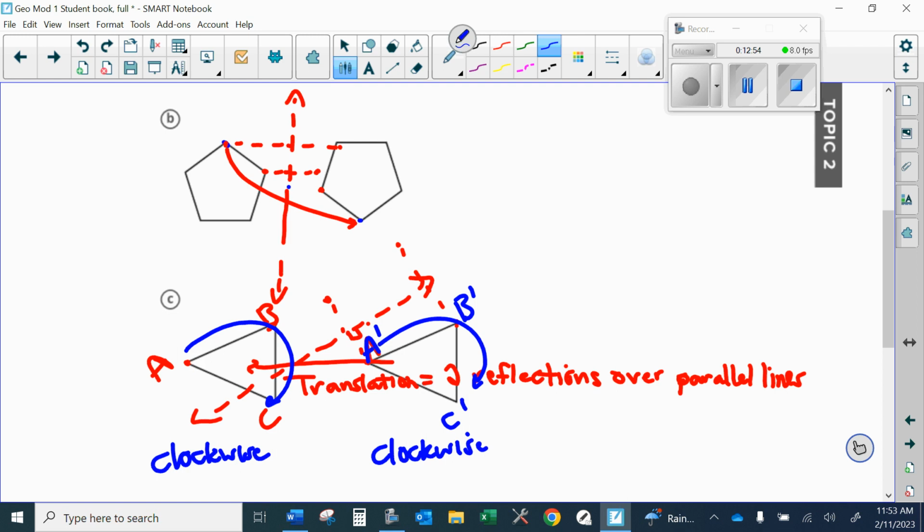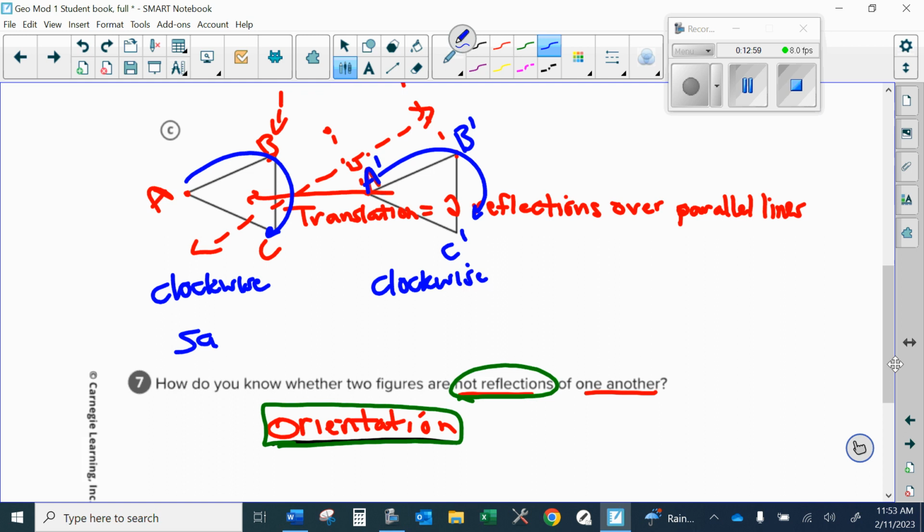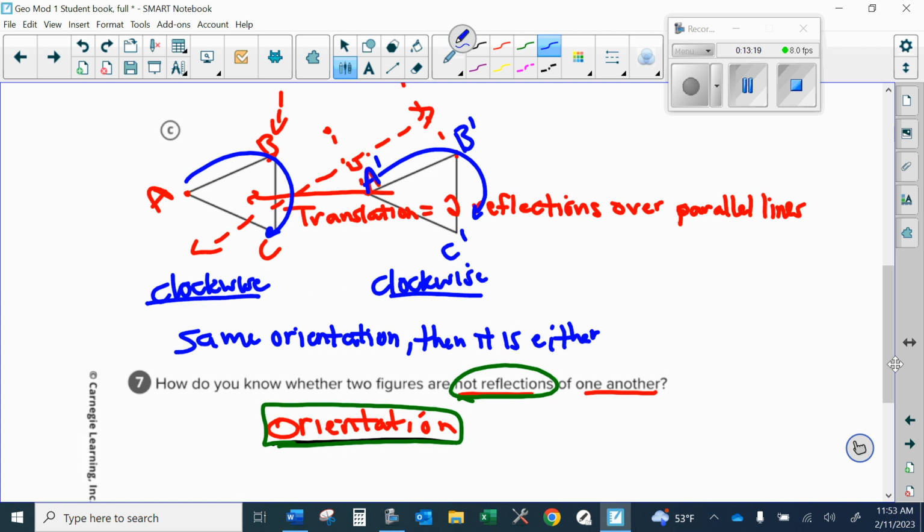If they're the same orientation, let's write this down here. Same orientation. They can both be clockwise or both counterclockwise. It doesn't matter, if they're the same orientation. Remember, orientation can only be clockwise or counterclockwise. Then it is either a translation or rotation. And we'll look at those in another lesson.